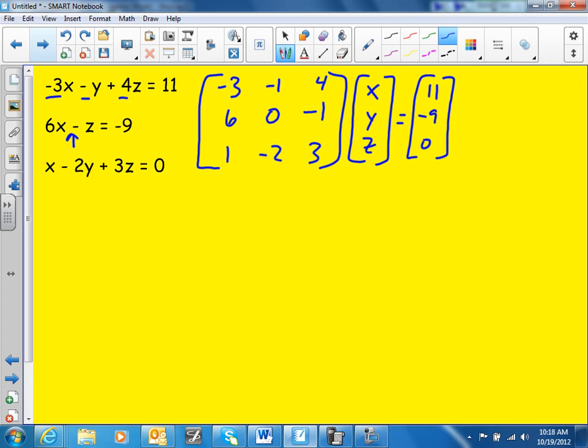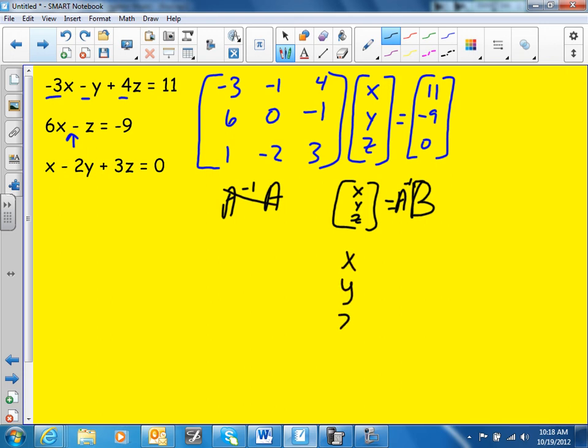So again, this is going to be matrix A. This is our x, y, z equals matrix B. Now, we're going to multiply by the inverse. That cancels out, and you're left with x, y, z equals negative 1, 4, 3.